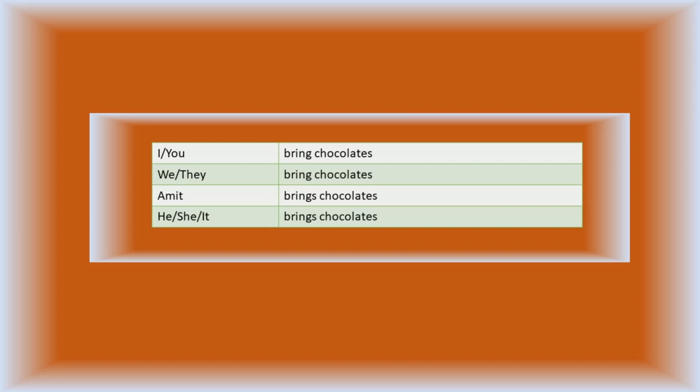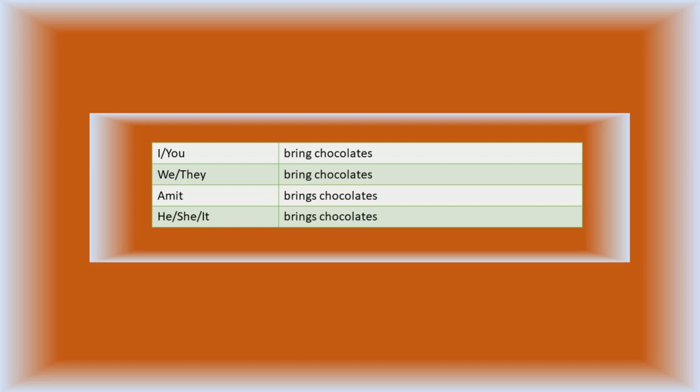Amit brings chocolates. Understood? And what about we and they? We bring chocolates because we is a, what is we? It's a plural subject. And they is also a plural subject. So a plural subject should take a plural verb, and the plural verb is bring. I told you the base form of the verb is plural and we are adding s or es to make it singular. Okay, so the plural form of the verb is bring.